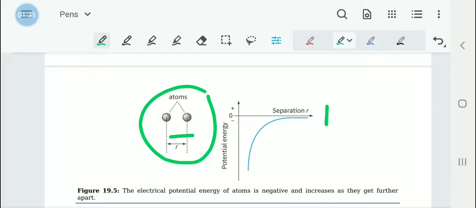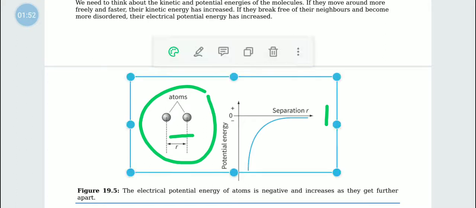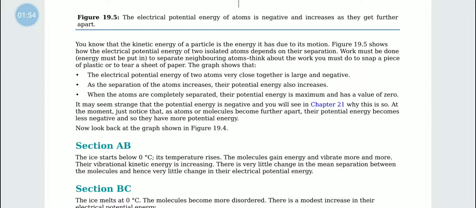You know that when the negative value increases, the true value of it decreases. So 0 means the highest potential. Then work must be done to separate these atoms. We discussed that in the earlier video as well.